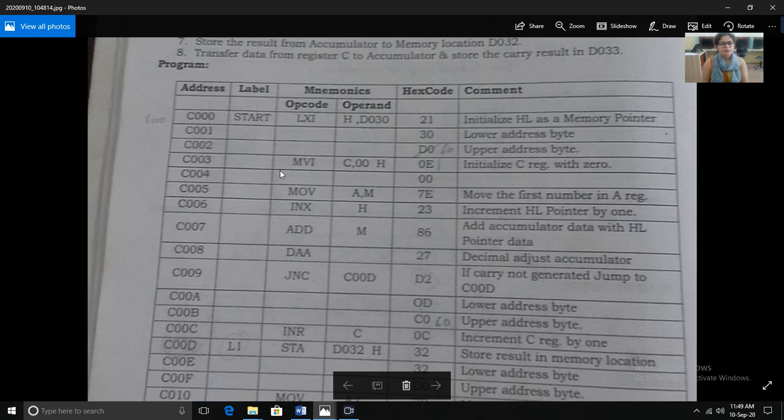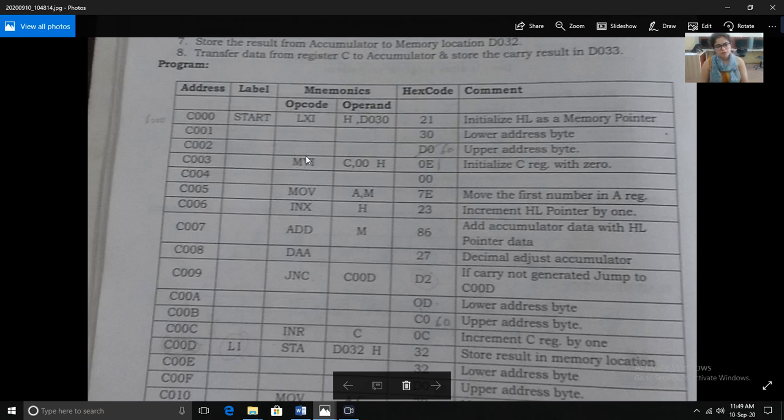Now next is the MVI instruction. You know what MVI is? MVI is move immediate data. In this program we also require some other register. This is the C register, and we are initializing the C register to 0. Why? Because there are chances that there is some previous value in the C register, so we have to remove that content. So we first put 0 into the C register, which means there is nothing in it. That's why we are moving immediate data 0 into the C register.